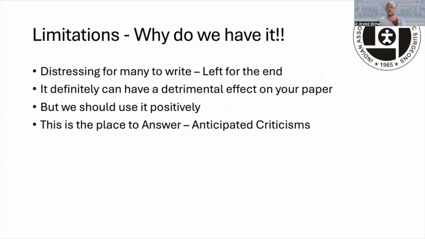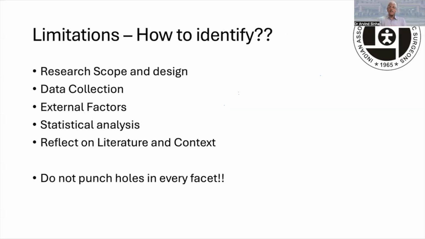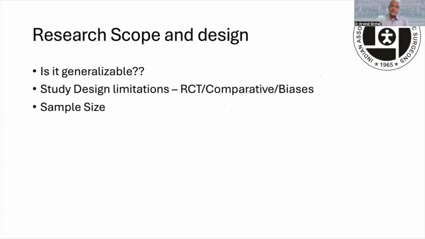This is actually a place to answer anticipated criticism, right? So what would your worst critic say about your paper? You have to answer that, getting into his or her shoes and anticipating the criticism and answering it, right? So it could be in the research scope or design, data collection, external factors, statistical analysis that you've done, or reflection on literature and context. But don't try to punch holes in every facet that limitations can be identified in.